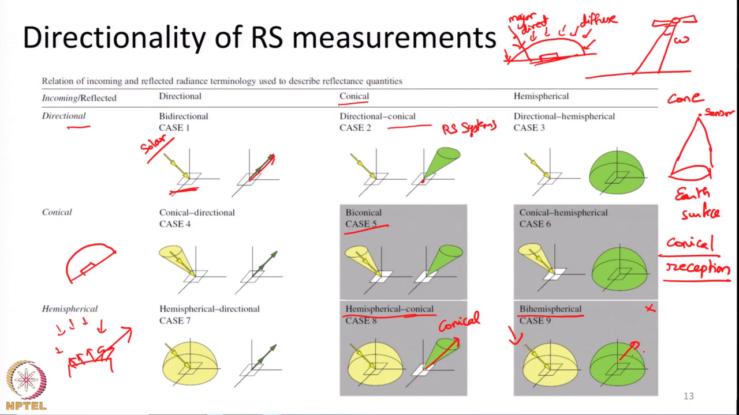This is a really important concept to know, because we will see later, based on the direction or based on where we are integrating, over which surface we are integrating, objects will look different.